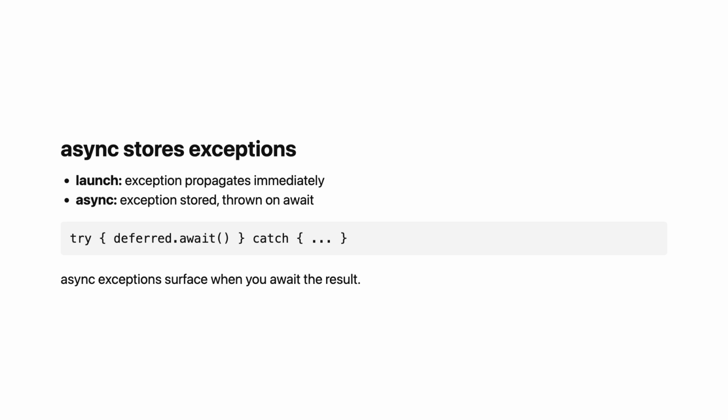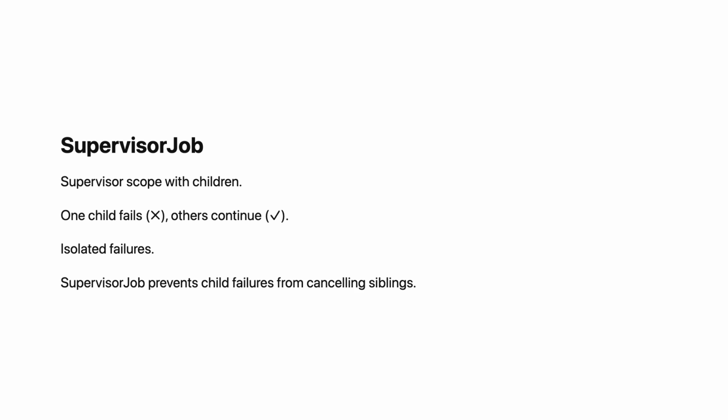Async behaves differently from launch. Launch propagates exceptions immediately. Async stores the exception. The exception surfaces when you call await. Await throws the exception: try { val result = deferred.await() } catch { handle }. This is where you catch async errors. If you never call await, the exception may be lost. Always await your async results. You can also check the deferred's failure state without throwing by using getCompleted with checks.